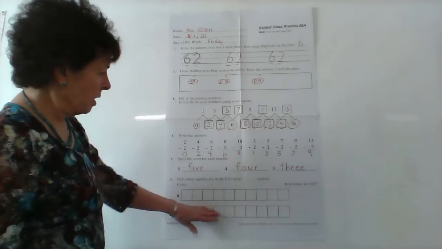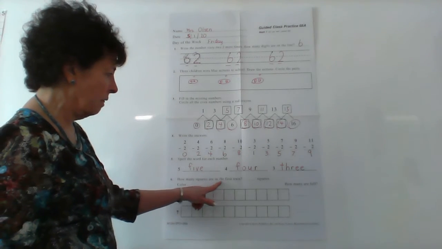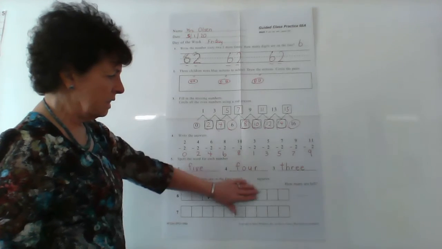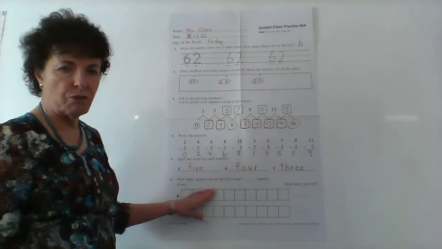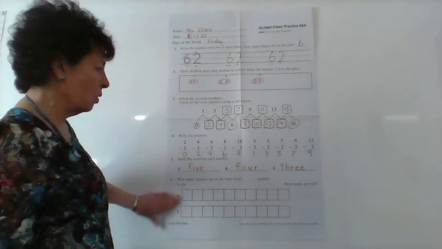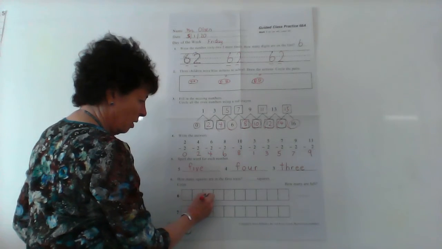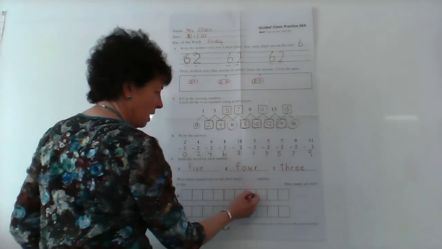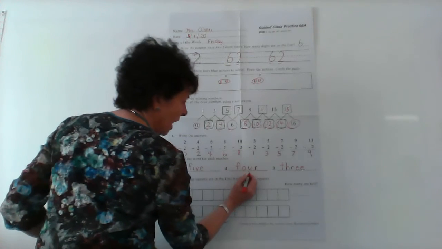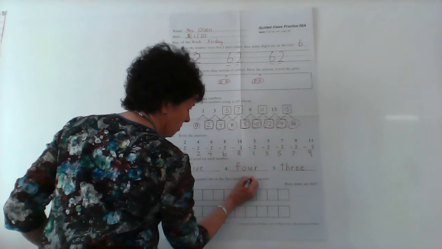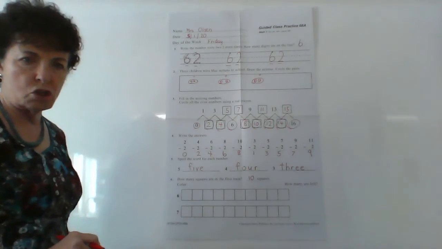Now, this first part says how many squares are in the first train. Some of you had a little trouble with this. We're just going to count all the squares in the first train. Before we do any work, we're not going to color anything. We're just going to count how many. 1, 2, 3, 4, 5, 6, 7, 8, 9, 10. There are 10 in this line, and that's the number they want you to write up here. This is the first train. They just wanted you to count how many were in the first train.